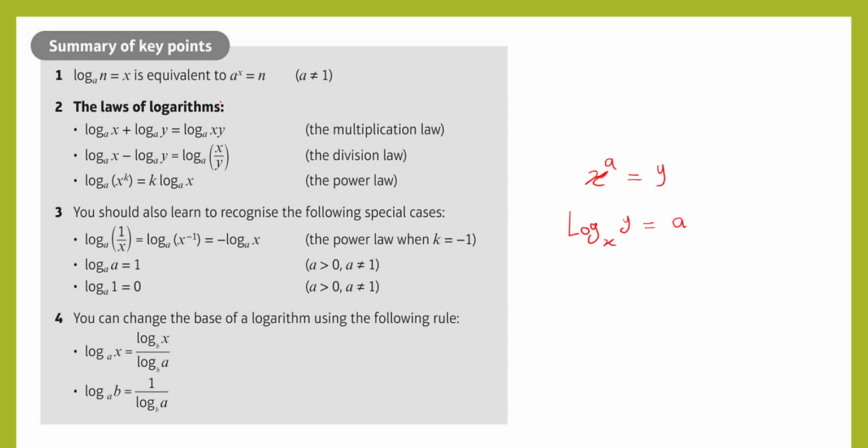The laws of logarithms: log x to the base a plus log y to the base a. So we have similar bases for the logarithms and addition. What happens? We take one log with one base and then we multiply. This is called the multiplication law. So we take one log and multiply what's here by what's here.